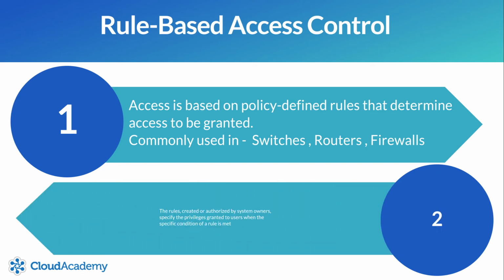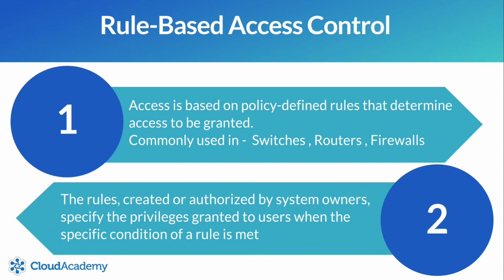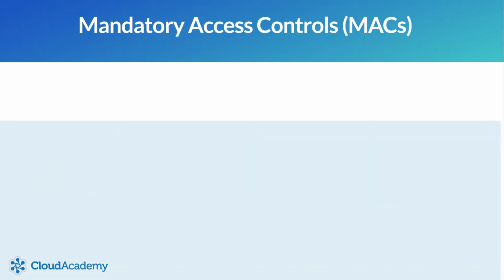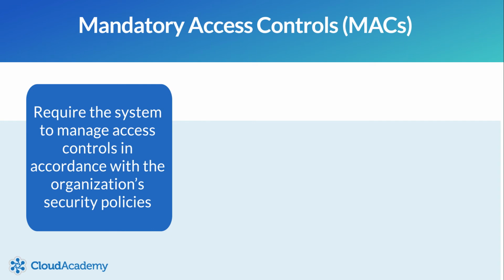The rules, created or authorized by system owners or by organization policy, specify the privileges granted to the users when the specific condition of the rule is met. One operating system variant on the idea of rule-based access control is the Mandatory Access Control System, called MAC. This requires the system to manage access controls in accordance with the organization's security policy.